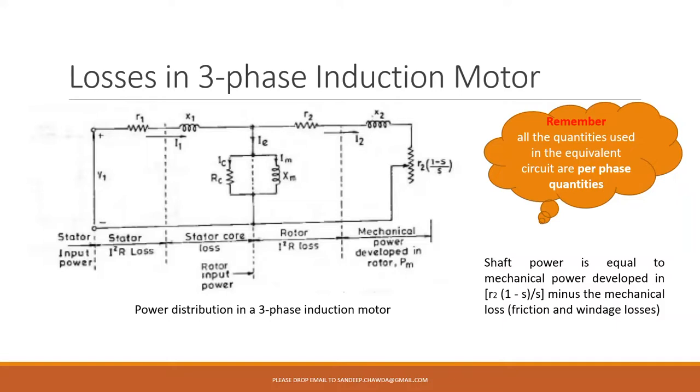So what you need to do is just subtract the mechanical losses from this value. The shaft power will be equal to the mechanical power developed, given by R2 into (1 minus S) by S, minus the mechanical losses. Now you could understand why we have split it into two. R2 by S is split into two resistances, and this gives you the mechanical power. You just need to subtract the mechanical losses, and you get the shaft power. Here the quantities we have considered are per phase quantities. So here we are going to stop.